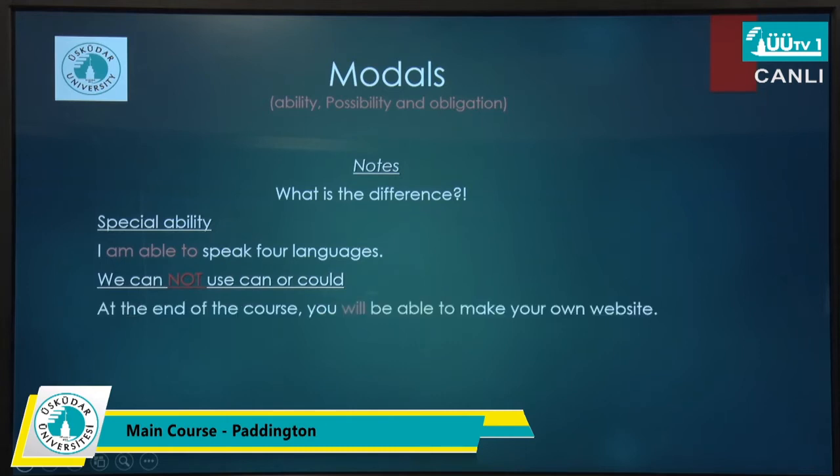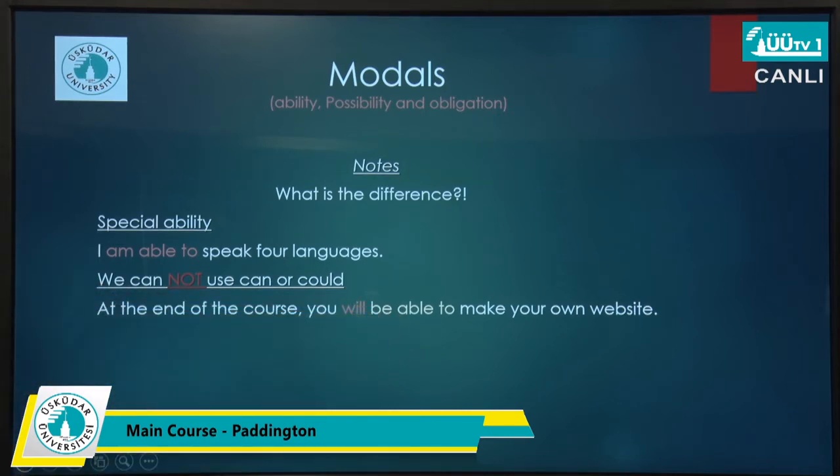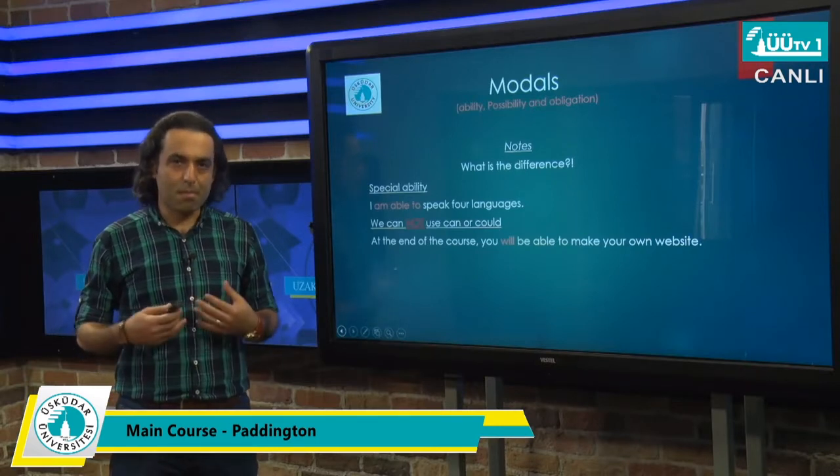How? For example, in this sentence: at the end of the course, you will be able to make your own website. As you can see, the second part of the sentence has the auxiliary will, and as you know, will is a modal. And as you know, in English, we're not allowed to put 2 modals beside each other. So because here I can't use the modal can, I use the alternative, which is able to. So you will be able to make your own website. The same thing can happen for present perfect as well. I have been able to make my own website.